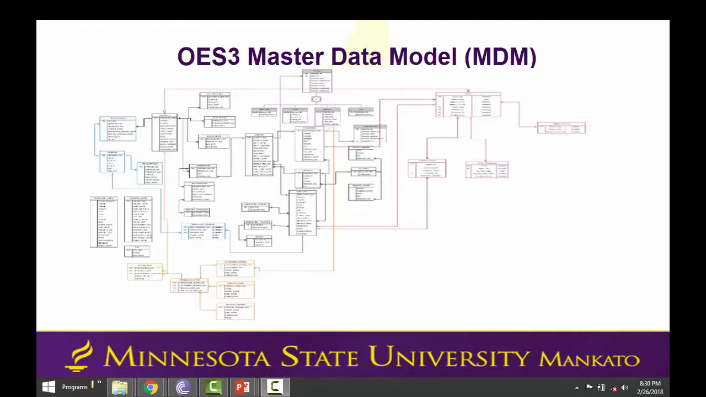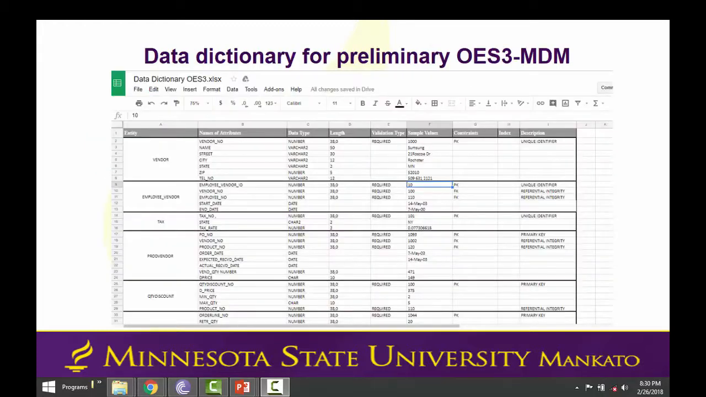And here's the OES3 master data model. So here is the data model along with the attached tables from all the teams. As you can see, they're color coded. Ours is team red, so it's coded in red, and for team orange it's in orange, and for team blue it's in blue, and for the purple team it's in purple. And here we have the data dictionary for the preliminary OES3 MDM. So this is the data dictionary for all the tables on the MDM data model.